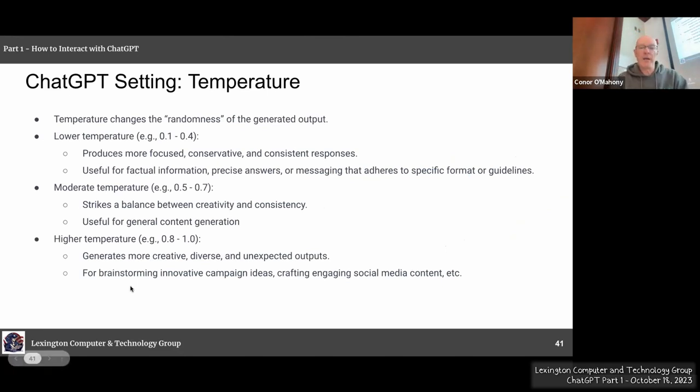Okay, very quickly. So temperature, you can set the temperature. Remember I said that this is all based upon probabilities, but there's a degree of randomness there. And so ChatGPT can give you different answers at different times. You can actually configure the degree to which it gives you randomness. You can set the temperature. And so you can give it a lower temperature to give you really focused answers. How do you do this? I'll show you. Is that in 4 or 3.5? 3.5 as well. You can give it a higher temperature to give you more creative answers.